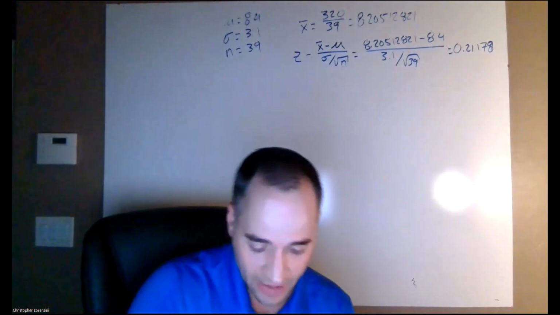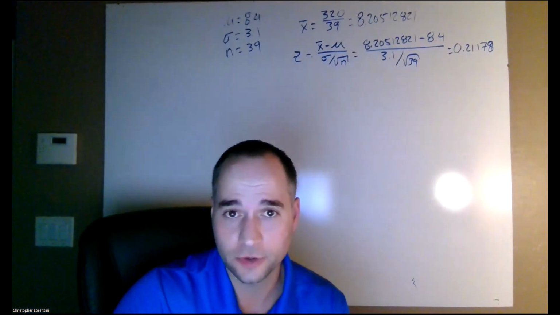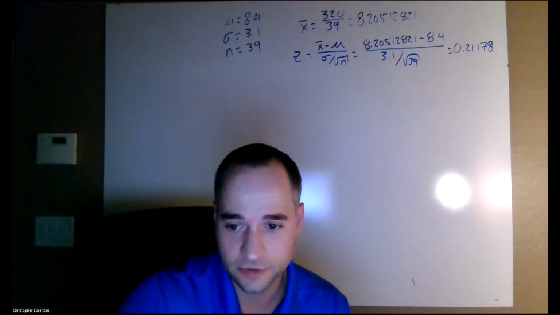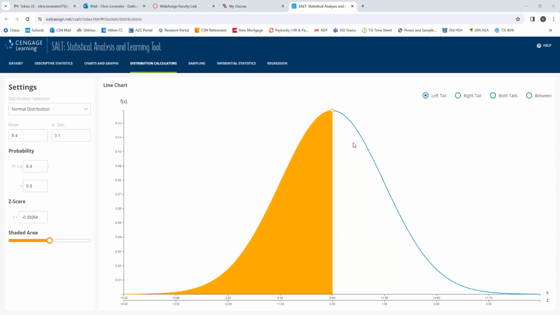So now that we have that, what we will do is come back in here, and I'm going to go into the SALT tool because the problem tells you to use SALT. We have a normal distribution with a mean and standard deviation. That's really not going to be overly relevant in this problem because what we're going to do is plug in the Z-score that we just computed. And we're going to see what we get.